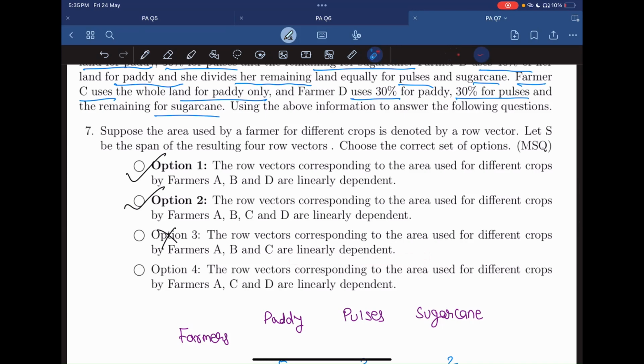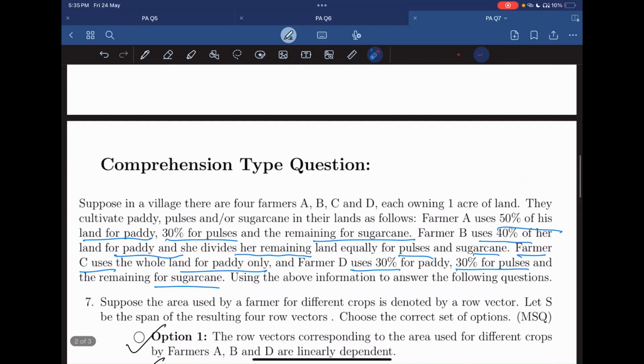Now let's check the last option. The row vectors corresponding to the area used for different crops by farmer A, C and D are linearly dependent.